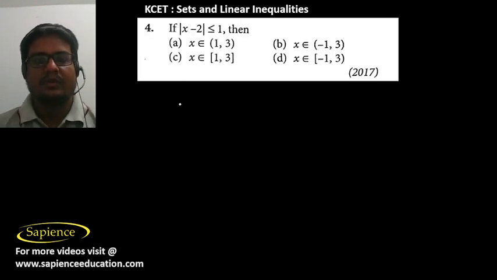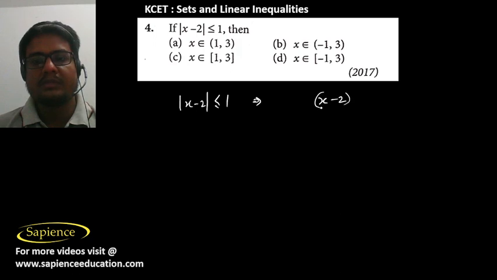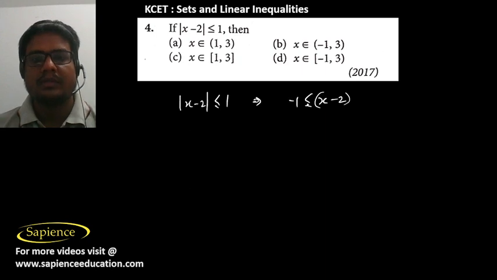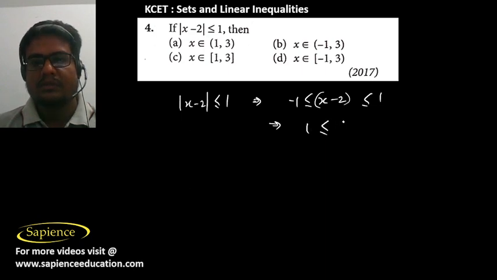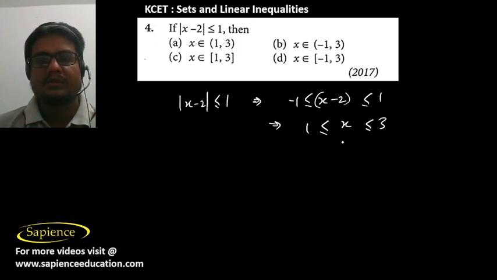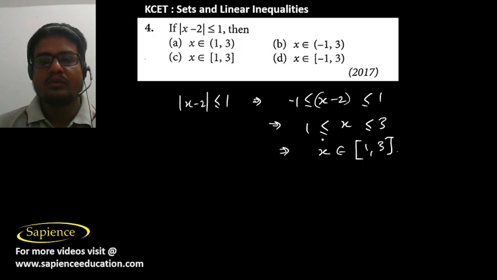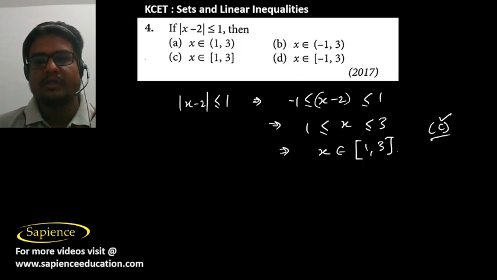Then we have to solve this inequality. If mod of x minus 2 is less than or equal to 1, it means that x minus 2 is greater than or equal to minus 1 and less than or equal to 1. So we have to add 2 on all sides. So this will be 1 is less than or equal to x, that is less than or equal to 3. So x should belong to the closed interval 1 to 3. So both 1 and 3 should be included. So option C is the correct answer.